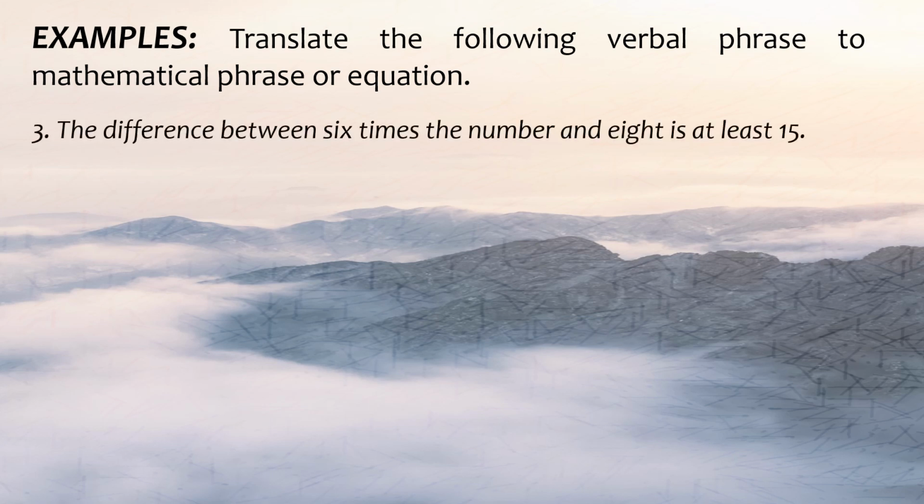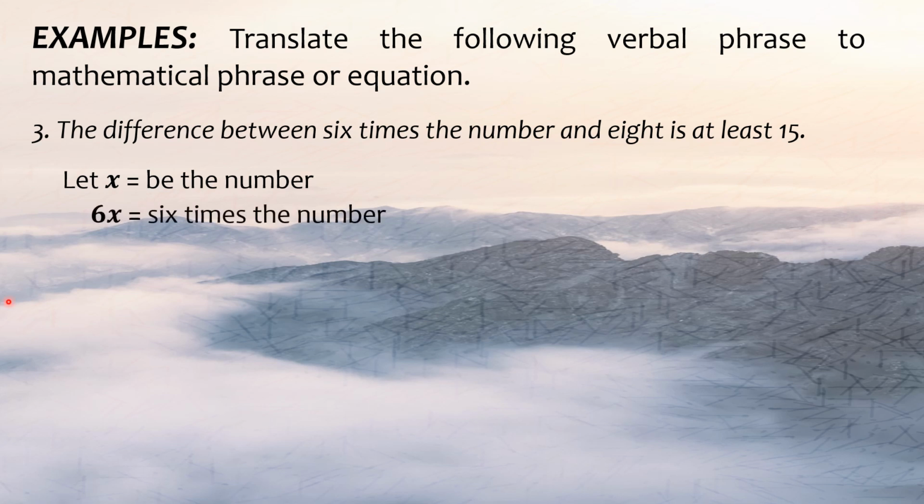Third example, the difference between 6 times the number and 8 is at least 15. So, let x be the number. So, kapag sinabi diyang the difference between 6 times the number, so yung salitang the number, iyon ay i-represent natin as the variable x. Next, sabi dyan, 6 times the number. Ibig sabihin, imumultiply natin ang 6 dun sa number, therefore, magiging 6x. Because kapag magkatabi yung constant at variable, automatic that is multiplication.